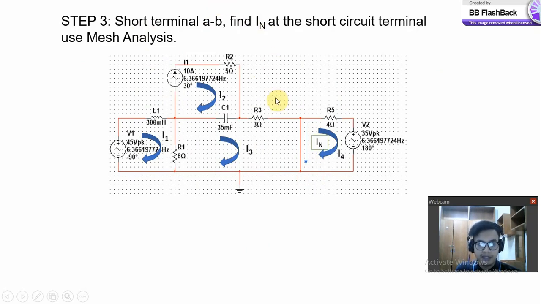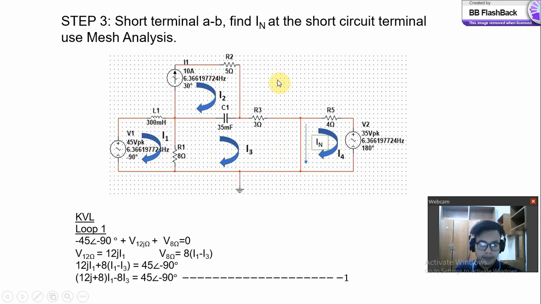I use the mesh analysis. I make four loops for this circuit. For the mesh analysis, I use the KVL, Kirchhoff's voltage law. Take the voltage plus the inductance: I1 multiplied by the inductance, and I1 minus I3 multiplied by the 8 ohm resistor. And this is my equation 1.